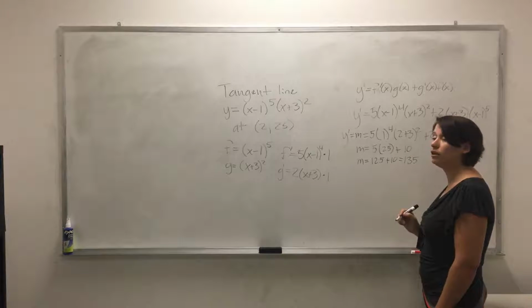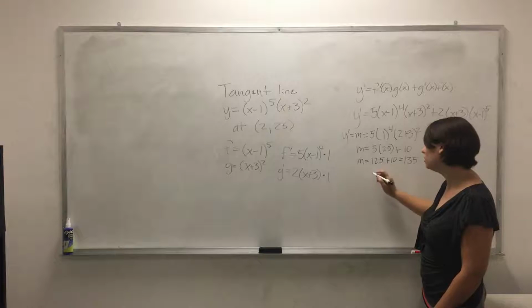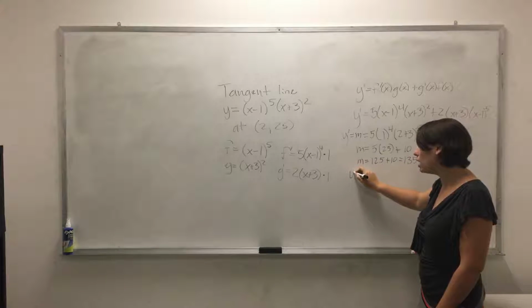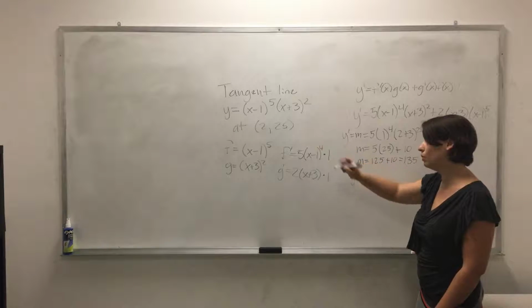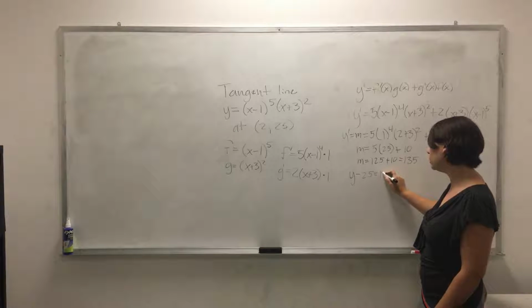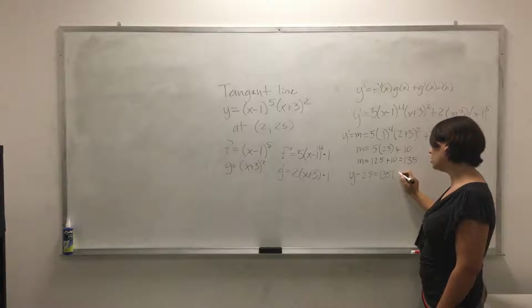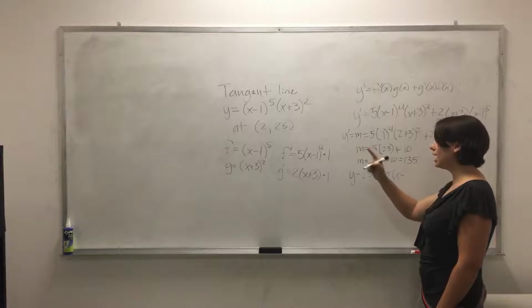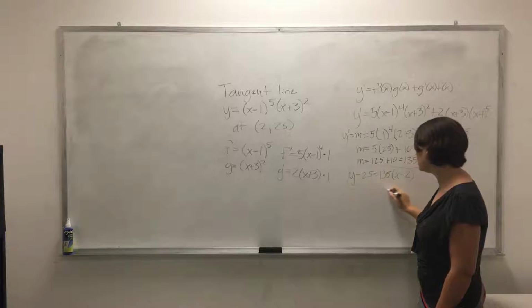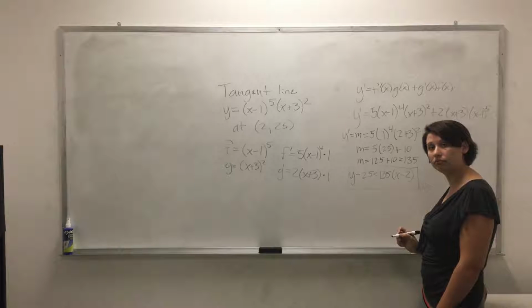So now we have all the information we need to write a tangent line. For tangent lines, we use the point-slope formula. So y minus the y value of 25 equals the slope of 135 times (x minus the x value of 2). This is our tangent line.